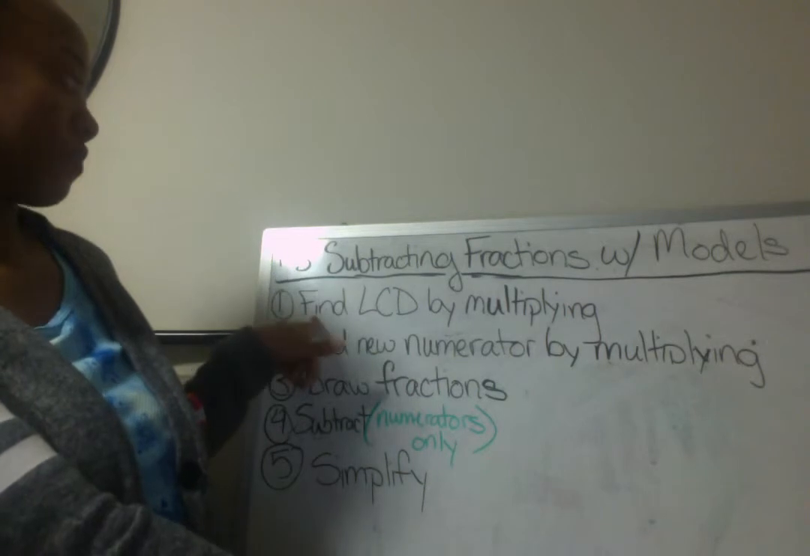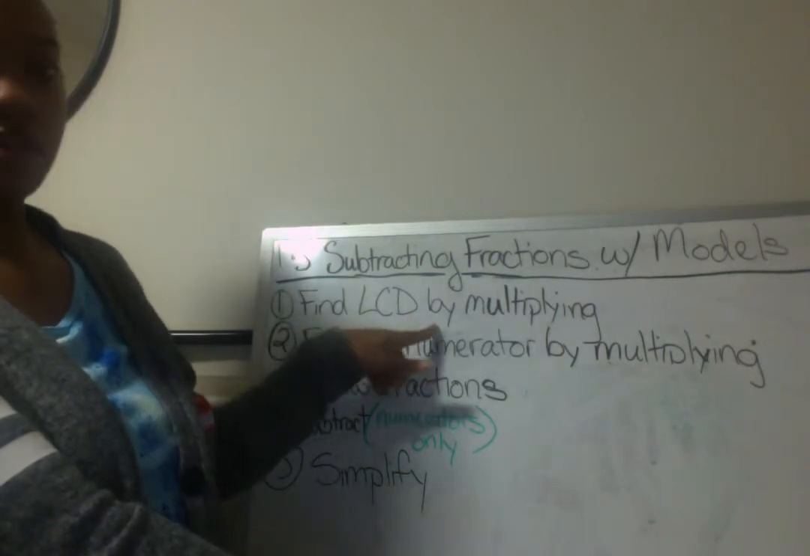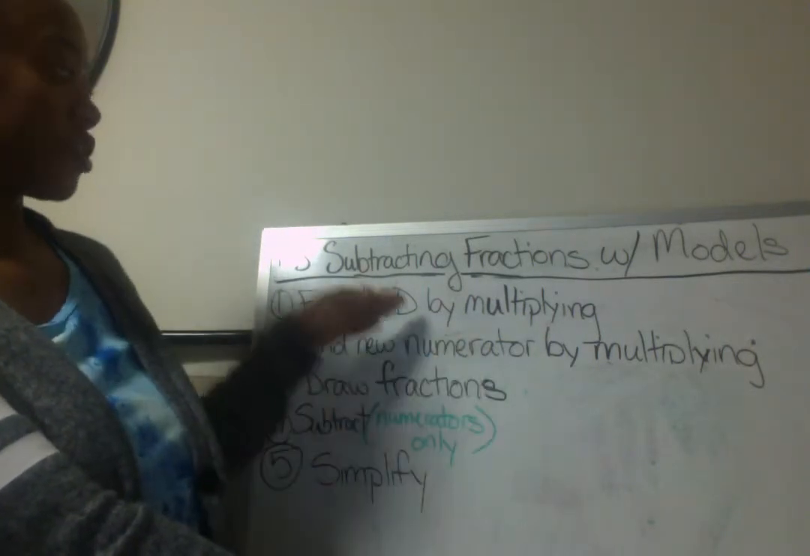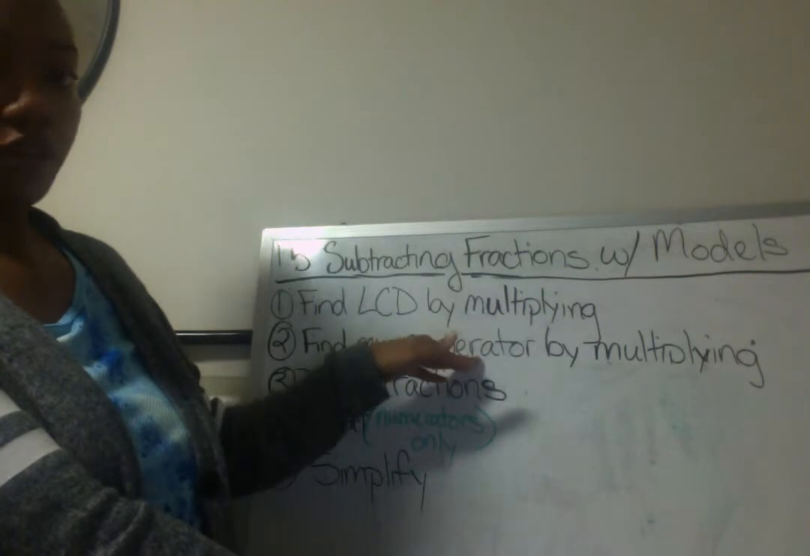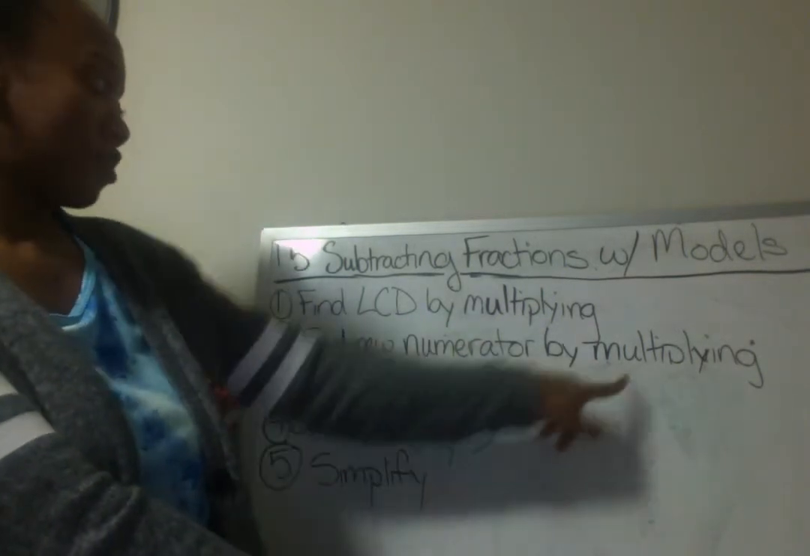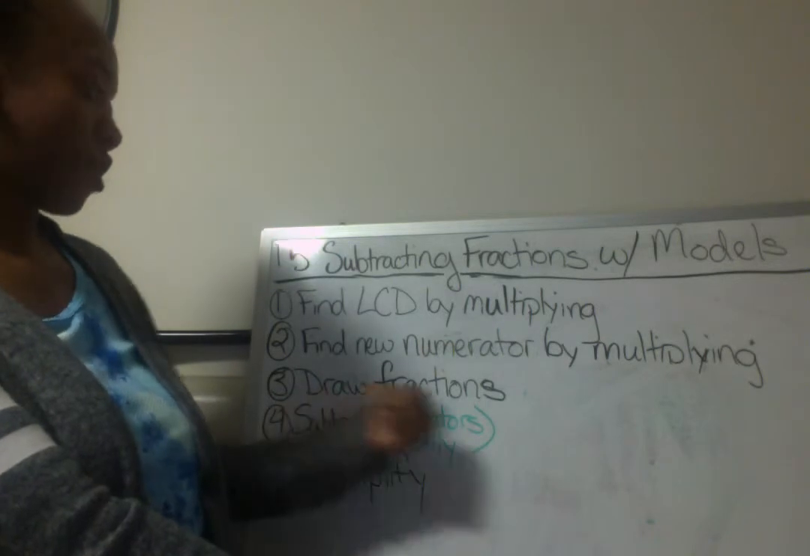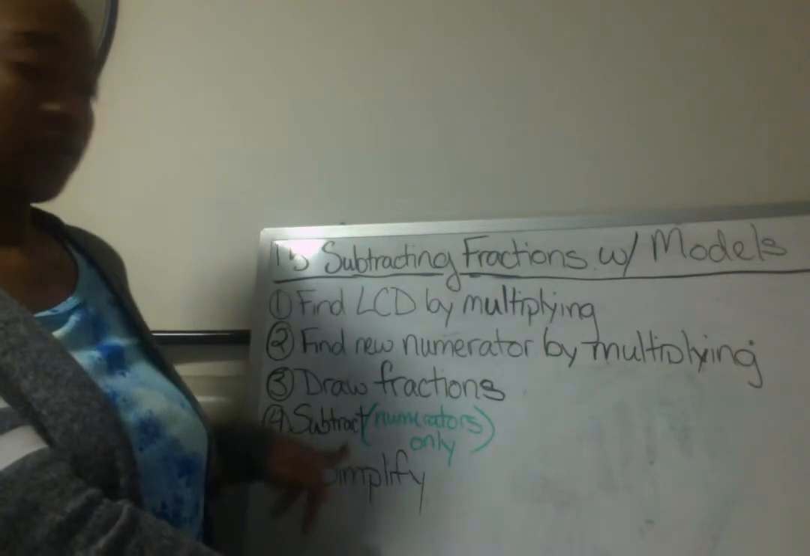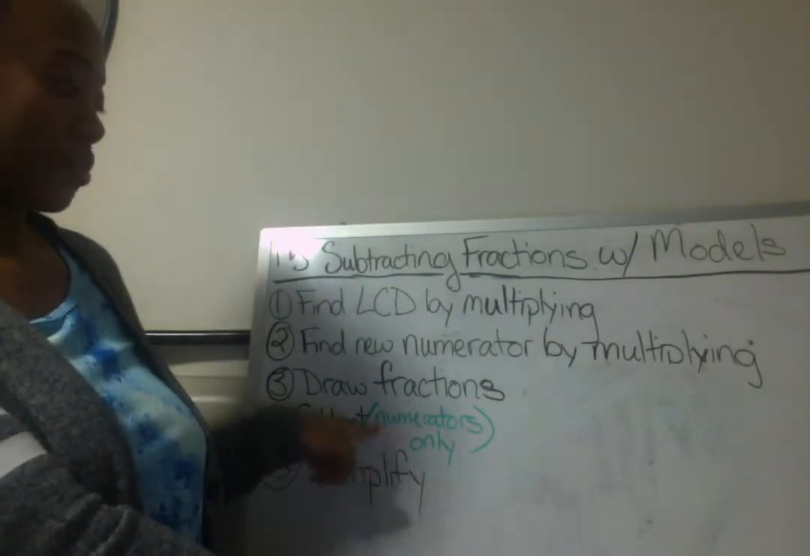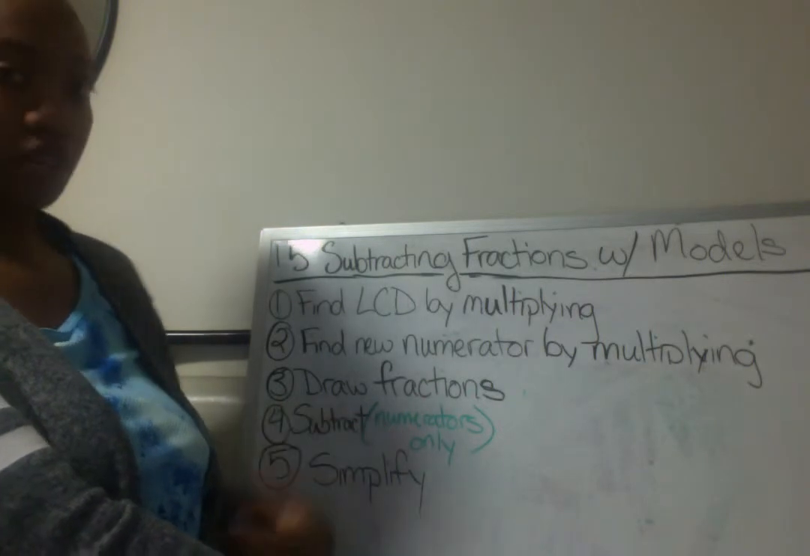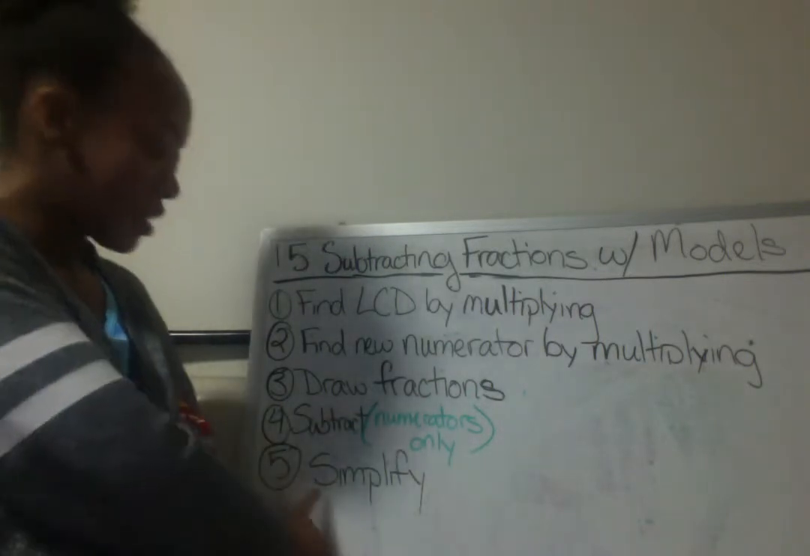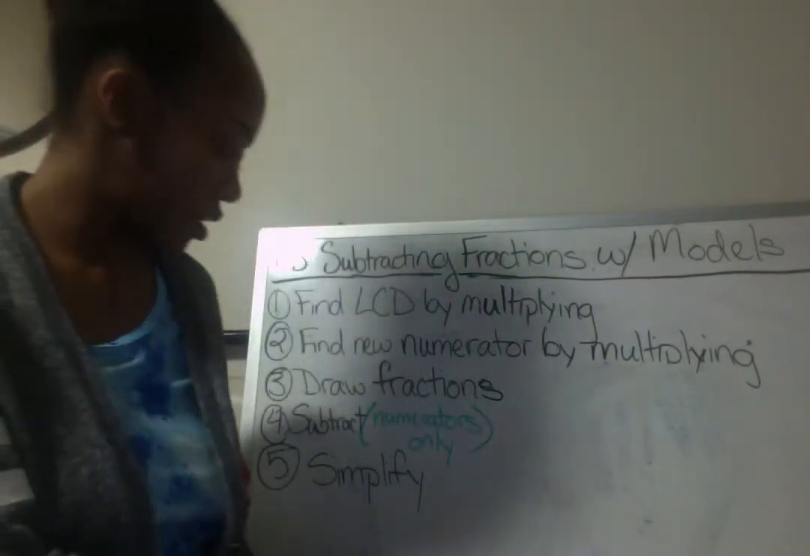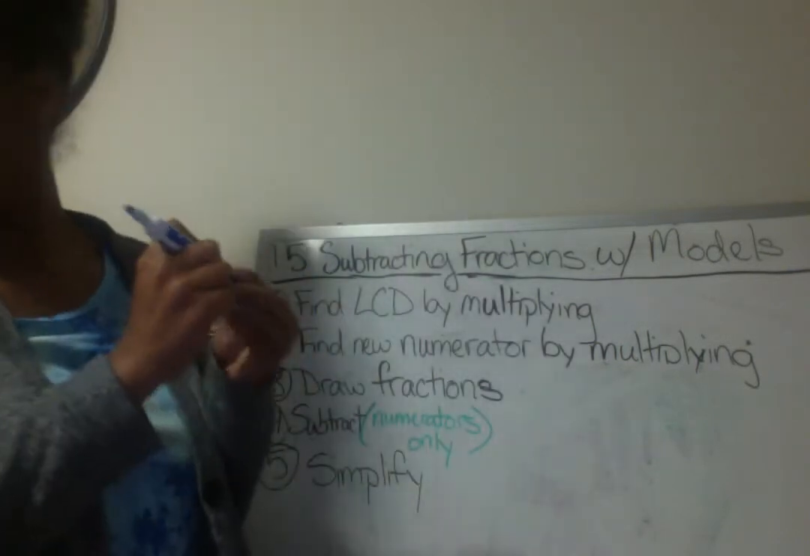The first step, remember, was to find the least common denominator, and we do that by multiplying. You still have to find your new numerator, because if you change your denominator, you now have a new numerator. You do that by multiplying. Step 3 is draw your fractions, draw your models, since we are modeling. Step 4, we subtract, and you only subtract your numerators. You do not subtract your denominators. The last step is to simplify if you need to. All right, let's get started.